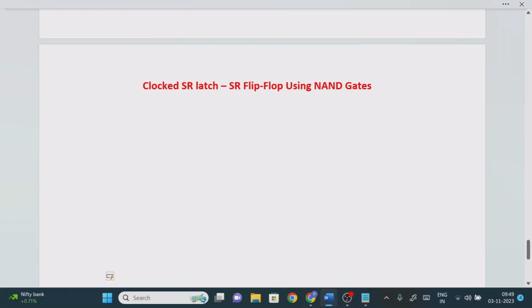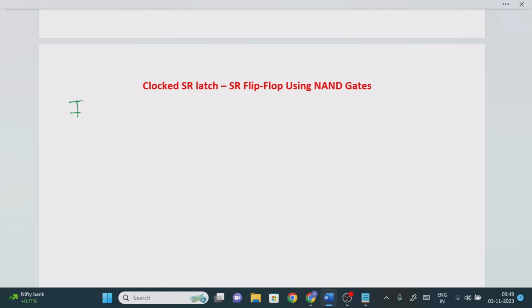Hello all, welcome back. In today's session, we are going to understand how to design the clocked SR latch, right? If you understand my previous classes, we have explained the SR latch by using the NAND gate as well as the NOR gate representation, right? So what do I mean by this? Suppose, for example, you are considering the NAND gate representation.